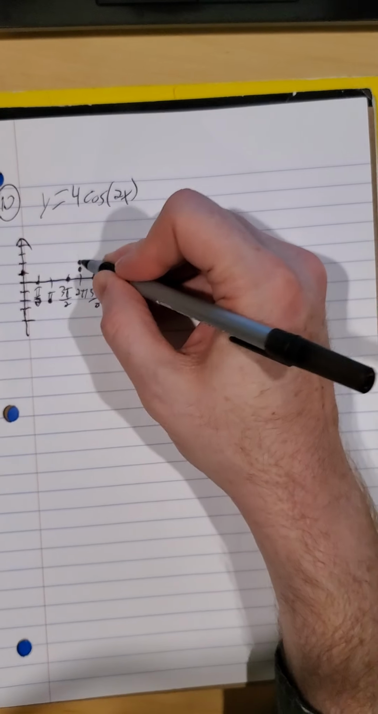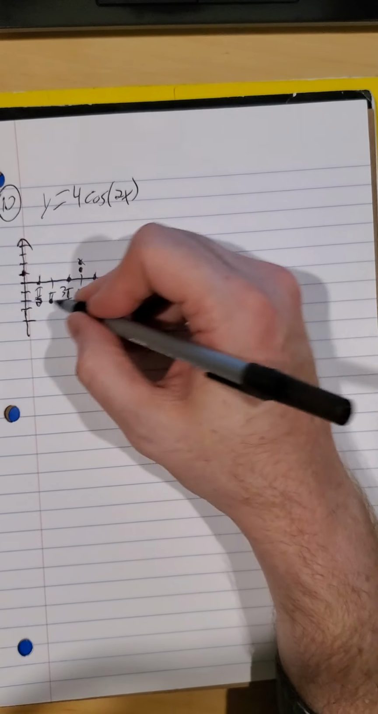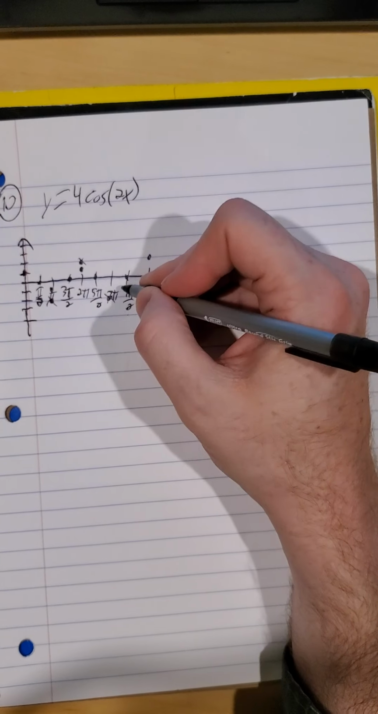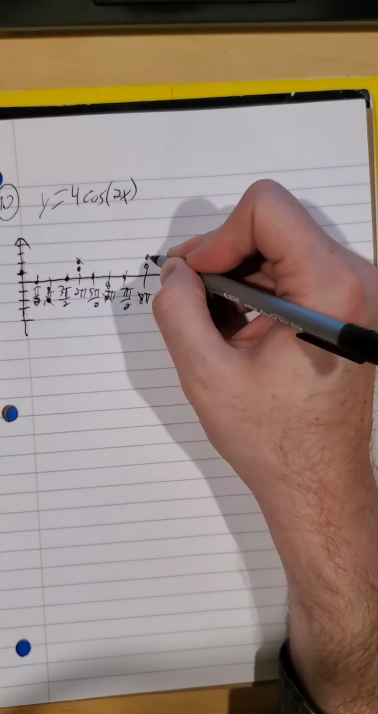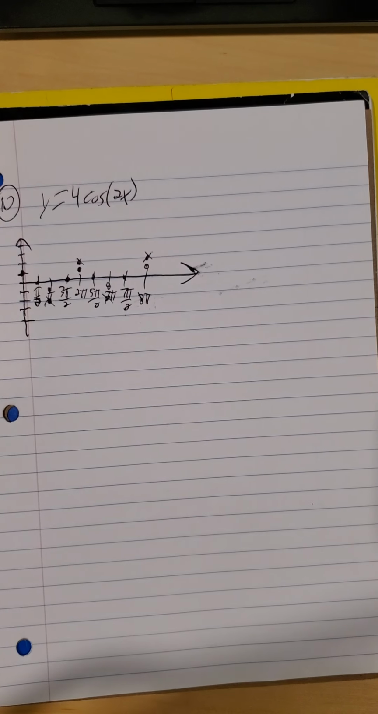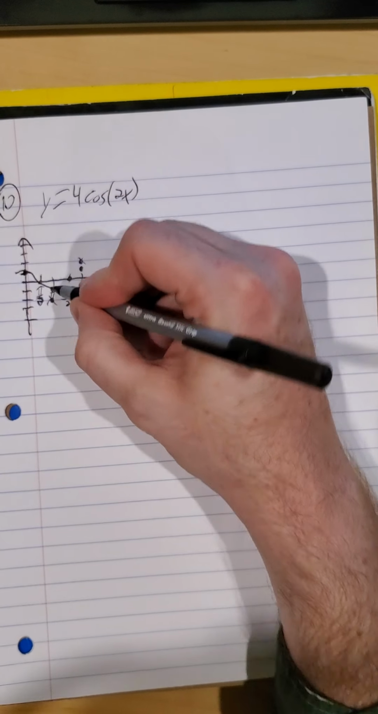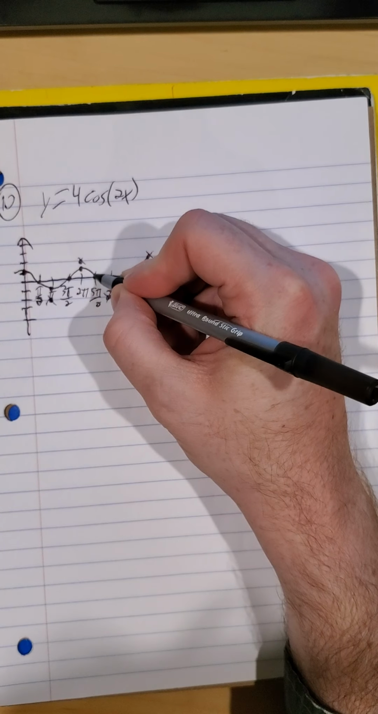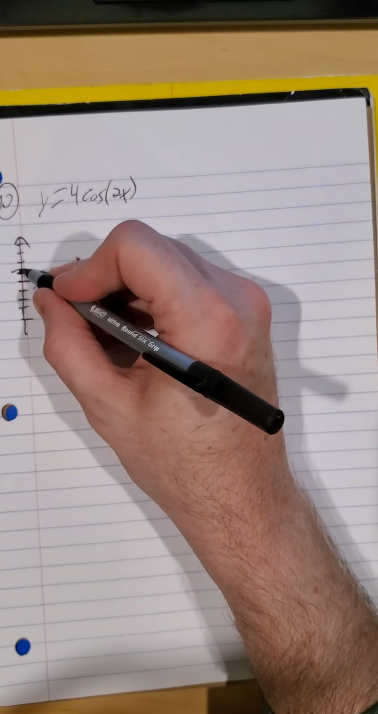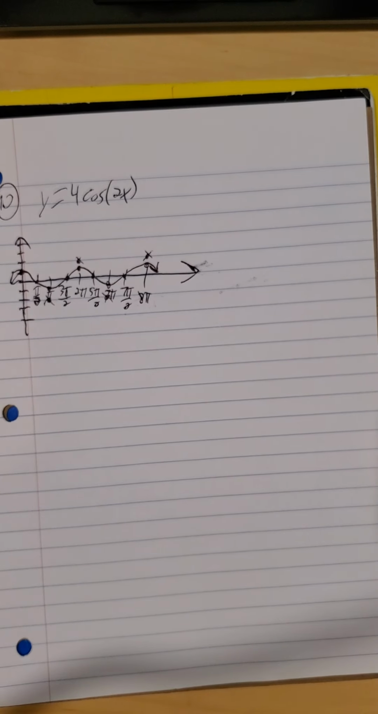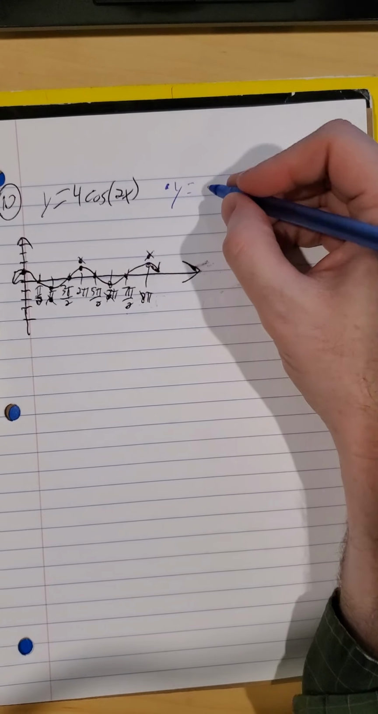My apologies. Ignored my own scale there. Okay, so now appropriately scaled. There's our 2 cycles of the cosine. So then we just account for each of the other things done to it.